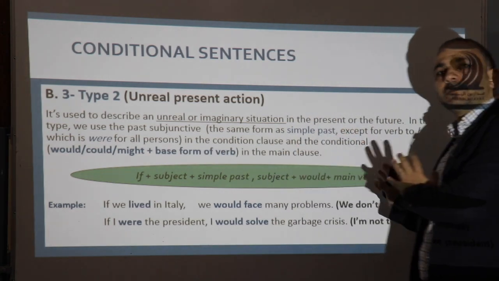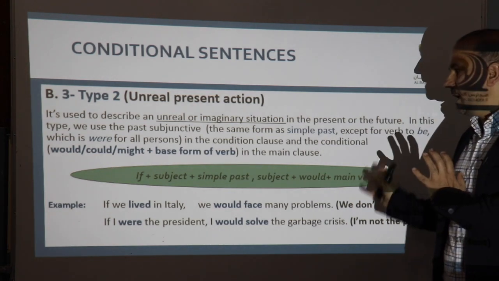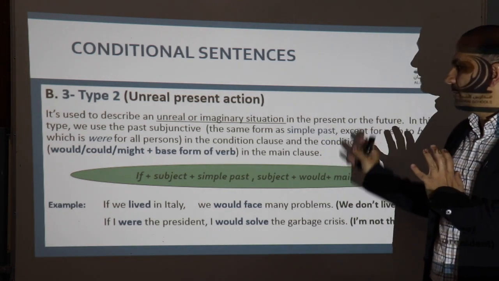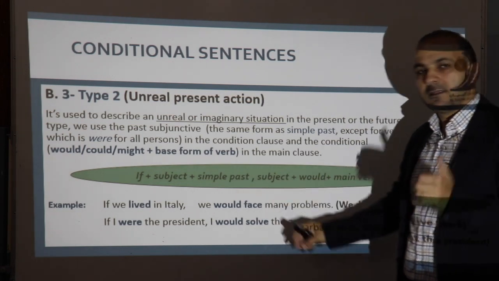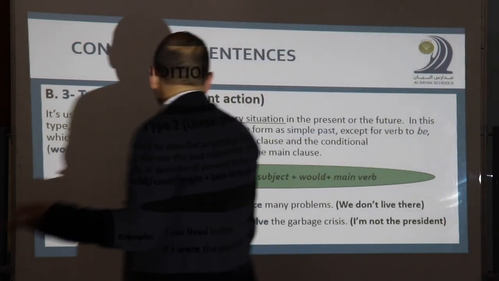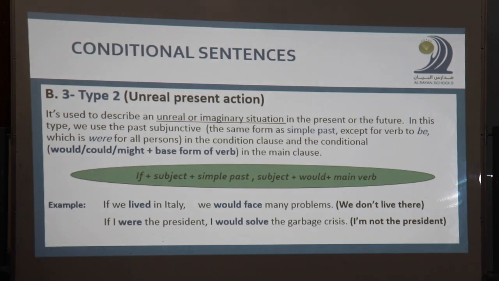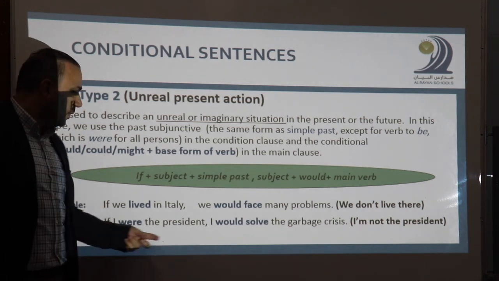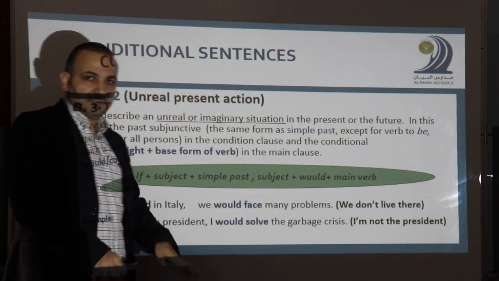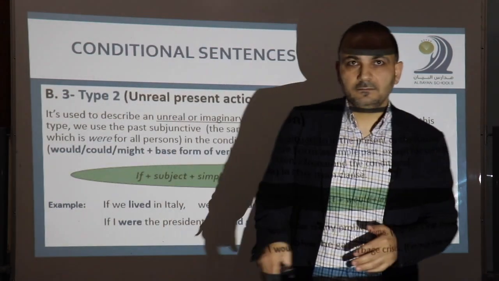And in the result part, we use the modal plus, okay, the past modal with what? With the base form, as we said: would, could, or might. Okay, another example: if I were the president. Am I the president right now? I'm not, I'm a teacher, okay?